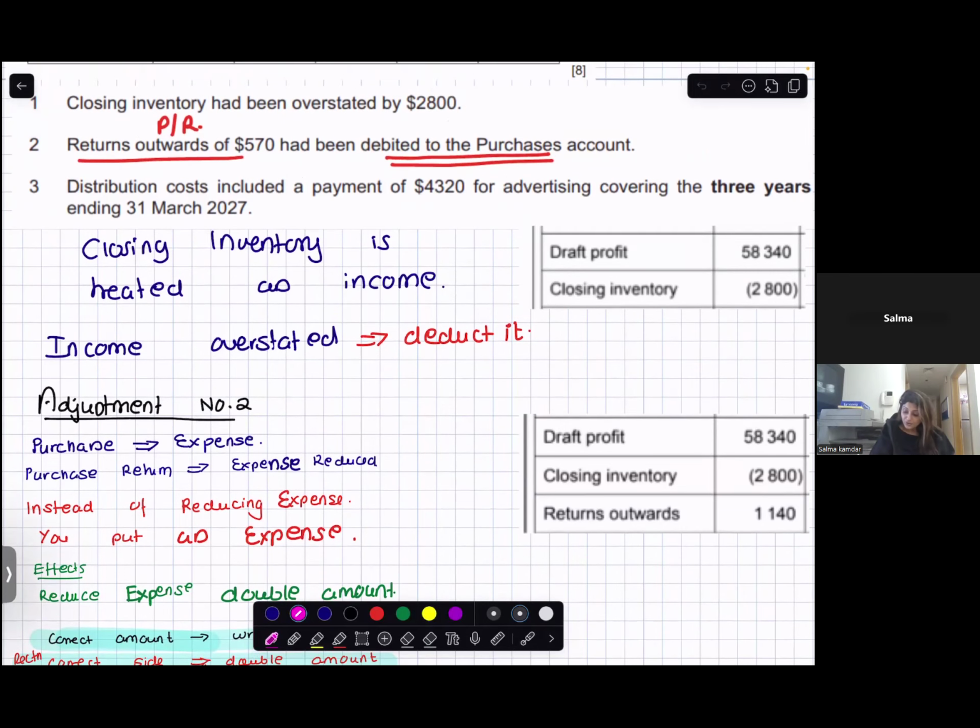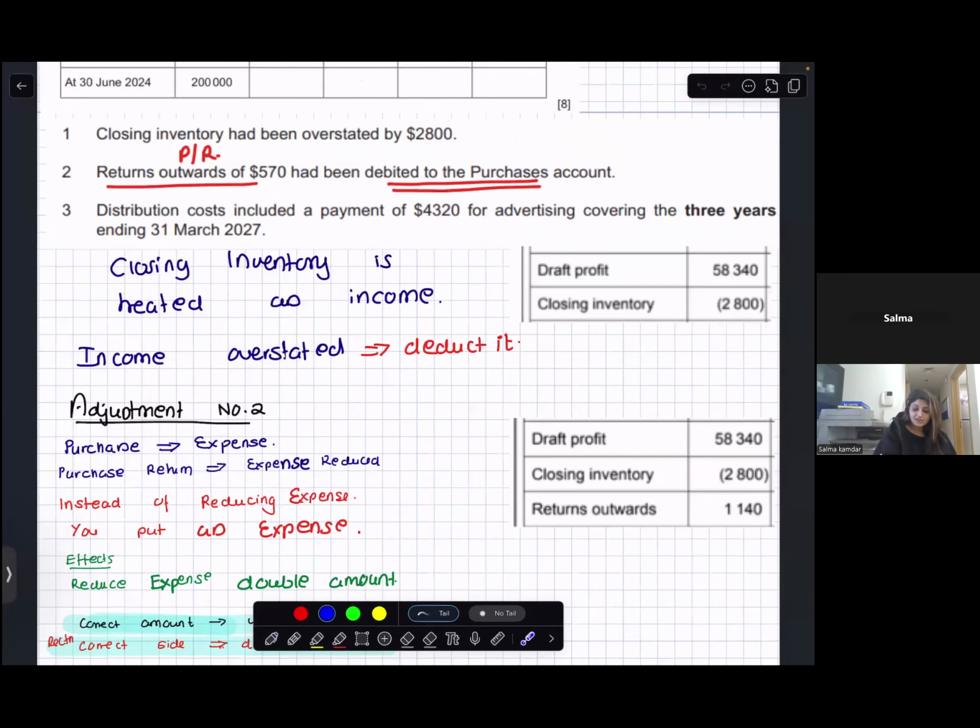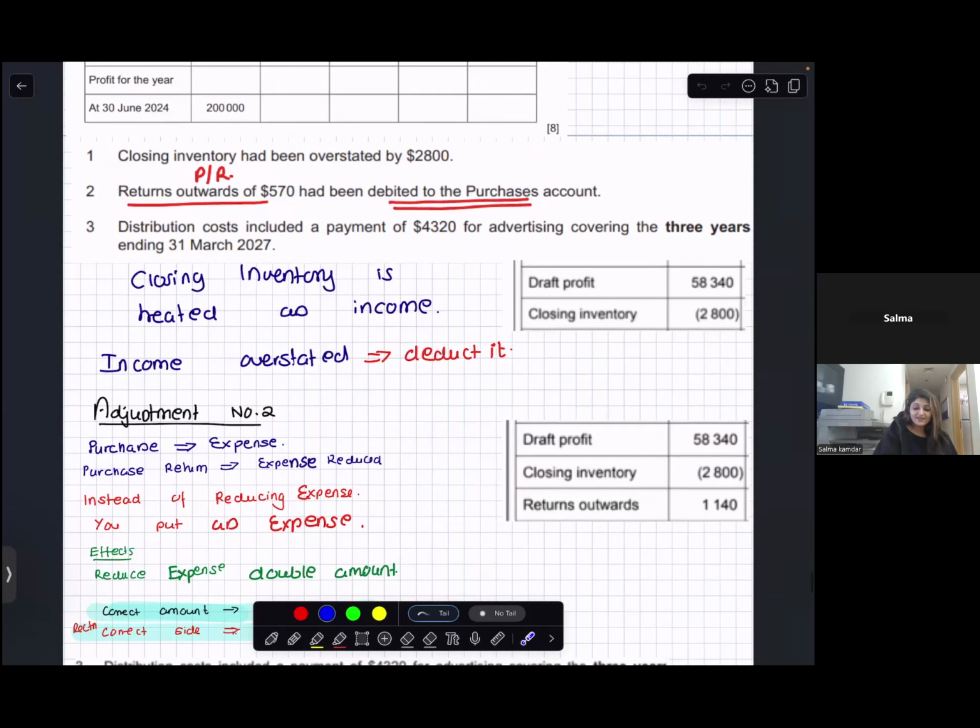Okay? So our first adjustment was closing inventory is overstated. How do we think about it? Closing inventory is treated as income. So income was overstated. So we have to do income what?